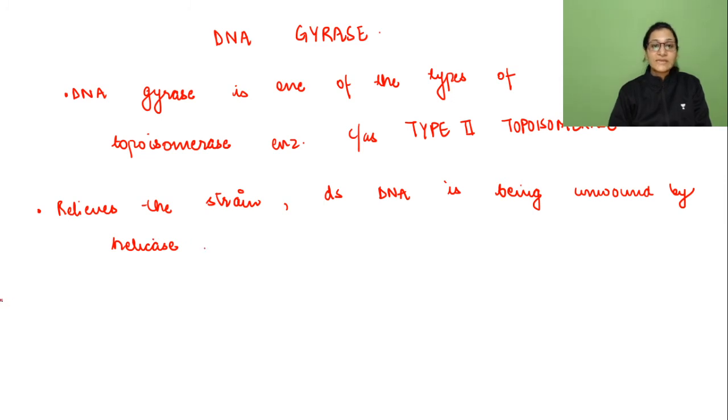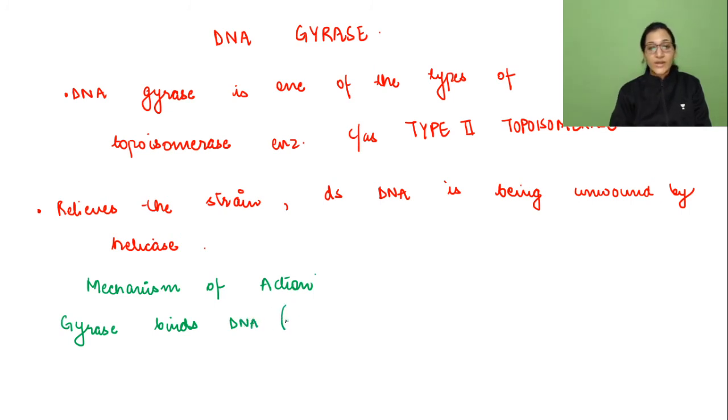Now, this is the introduction about DNA gyrase, and we always see the mechanism of action, how it is going to do this. So, mechanism of action of DNA gyrase. How does it perform this? Gyrase binds to the DNA. This binding to DNA is called the gyrase DNA state.